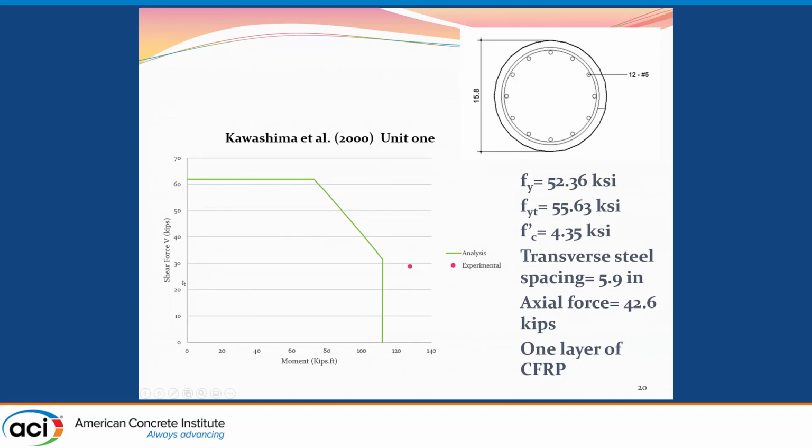The shear is on the vertical axis, and the moment is on the horizontal one. If the points are around this line, that means good agreement. If the experimental point is way inside, then this is not a good agreement. This would be saying that the interaction diagram does not represent the data.